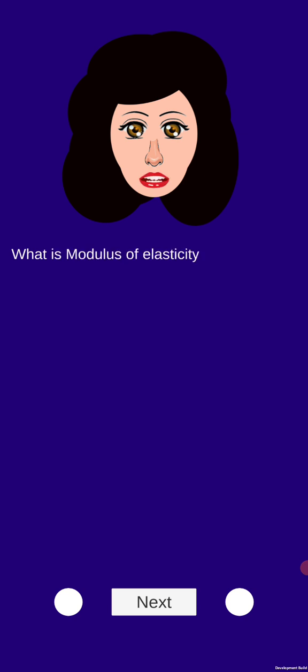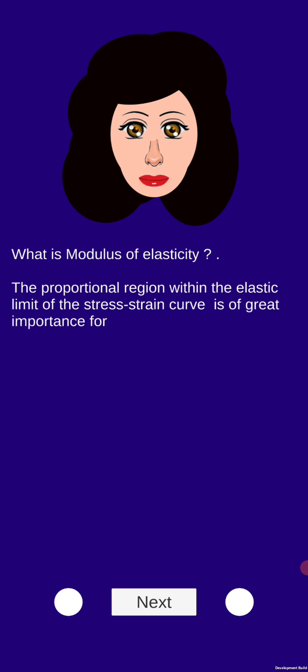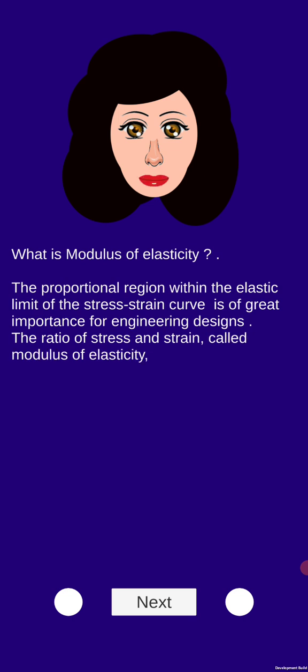What is modulus of elasticity? The proportional region within the elastic limit of the stress-strain curve is of great importance for engineering designs. The ratio of stress and strain, called modulus of elasticity, is found to be a characteristic of the material.